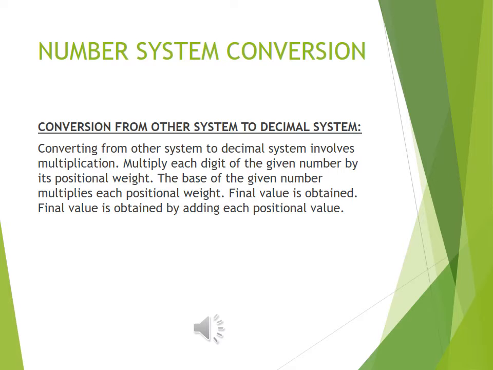Today we will learn about the conversion from other systems to decimal system. Converting from other system to decimal system involves multiplication. Multiply each digit of the given number by its positional weight. The base of the given number multiplies each positional weight, and then the final value is obtained by adding each positional value.